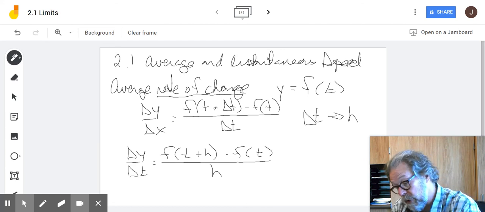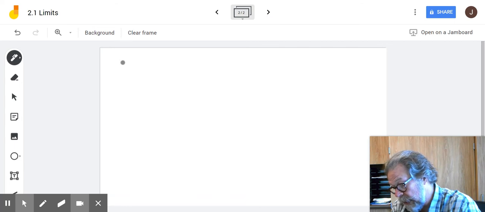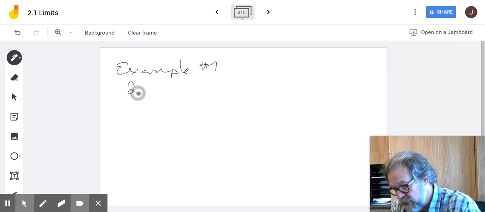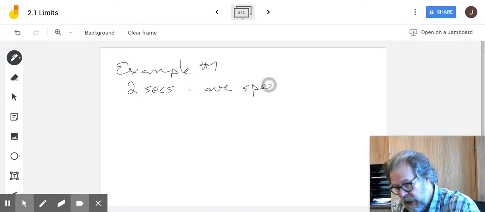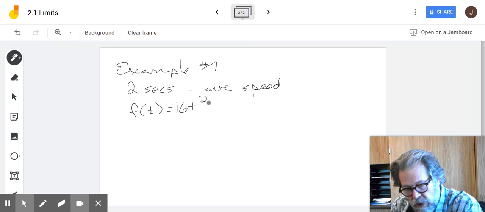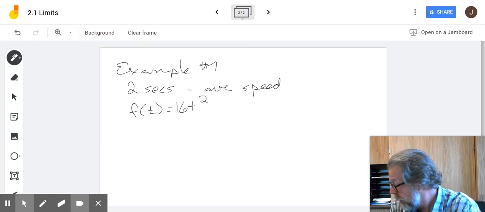So, example problem, if you're following along in your book, this is example number one. And we've got a rock falling off the top of a cliff. We've got 2 seconds of falling time. We want an average speed. And we know that the function f of t is 16t squared. This is true for all gravity on Earth.